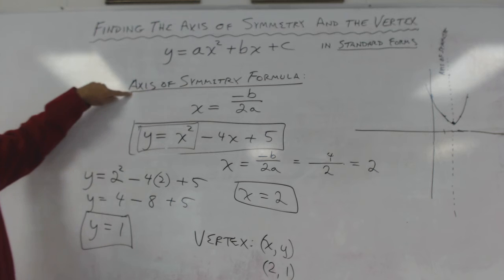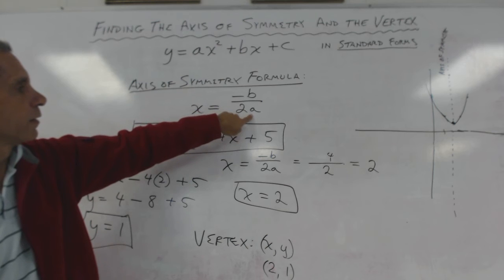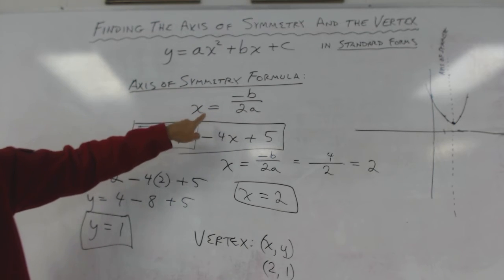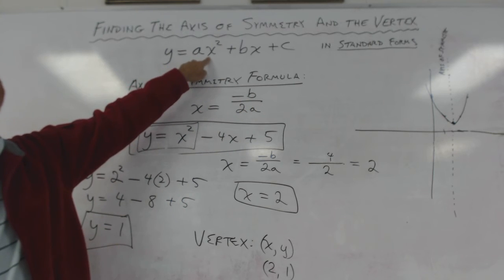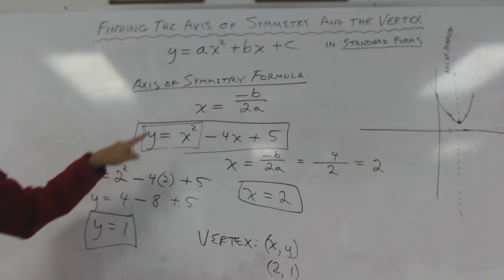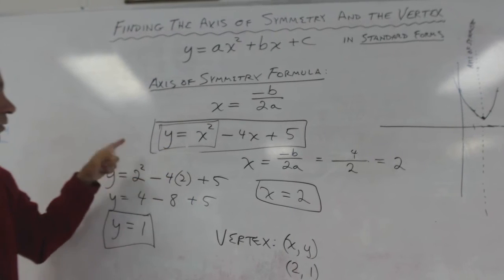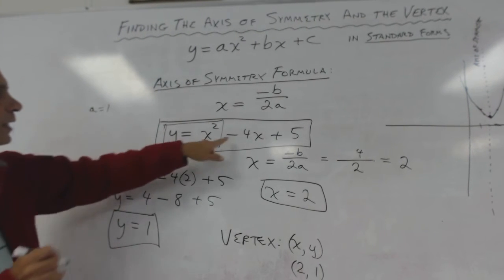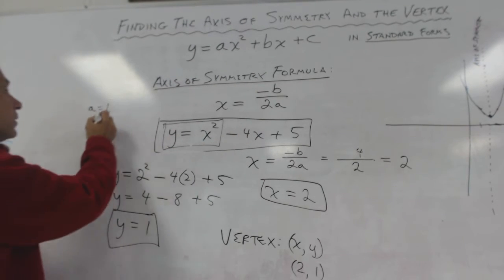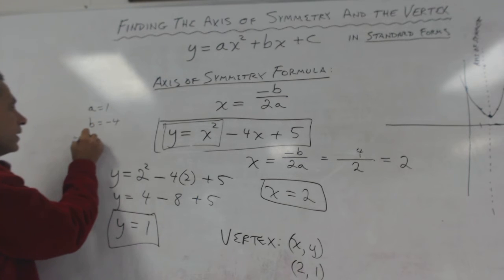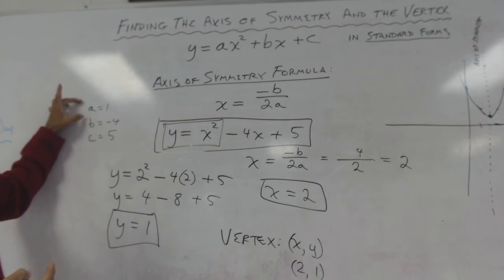So X, I had to use this axis of symmetry formula. X is equal to negative b over 2a. Right? And that's going to tell me my X. But the thing is, I have to know what my A and my B is. And remember, in your formula, the A is in front of the x squared, and the B is in front of the x. So I come down here, the A is in front of the x squared, which is 1. So A equals 1. B is the thing in front of the x, and that's negative 4. B is equal to negative 4, and my C is the 5, right? The last number. So I just plug this in.